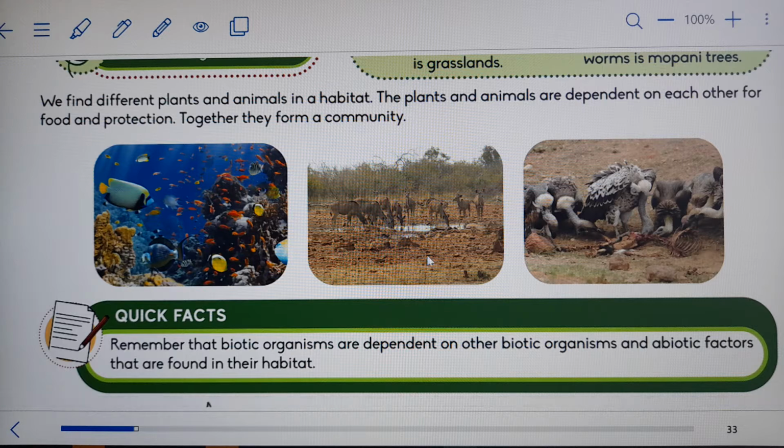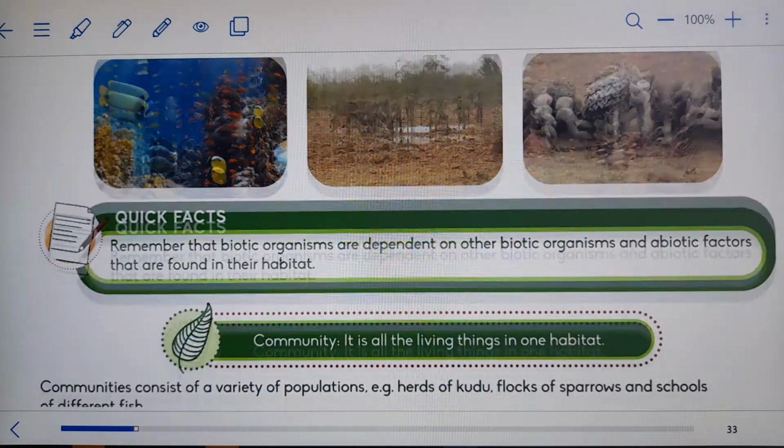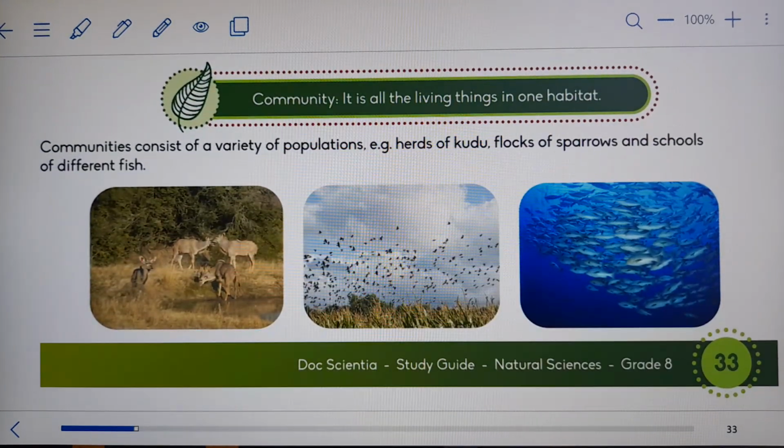So you can see different habitats and the food that they are eating, and the abiotic factors like water, because those are the non-living things. They define the community. They say community is all the living things in one habitat.